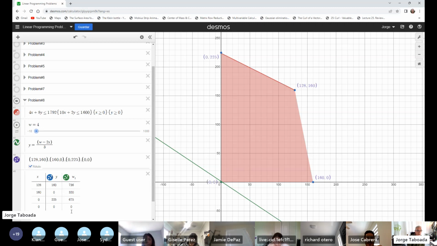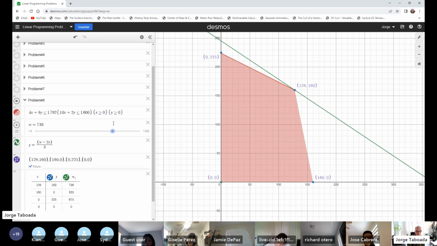0, 0 is 0. And in that corner, 0,225, is $675. I plug it in directly here. Okay, not bad. And this corner, 160,0 is 320. No maximum. And this corner, yeah, it is approximately $736.